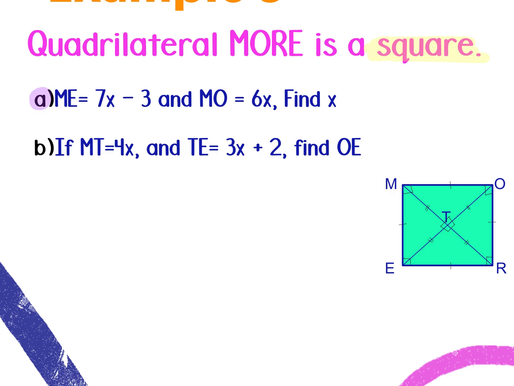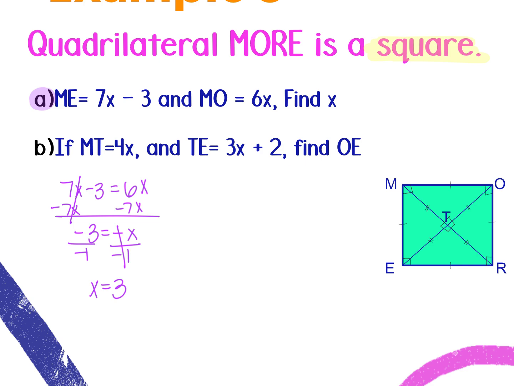Looking at A, it says ME equals 7x minus 3, and MO is 6x, find x. How would I solve for x? Charlotte? Good. Set them equal to each other. I have 7x minus 3 equals 6x. Subtract 7x from both sides. I'm going to get negative 3 equals negative x. Divide by negative 1. And x equals 3, and I'm done with this question.